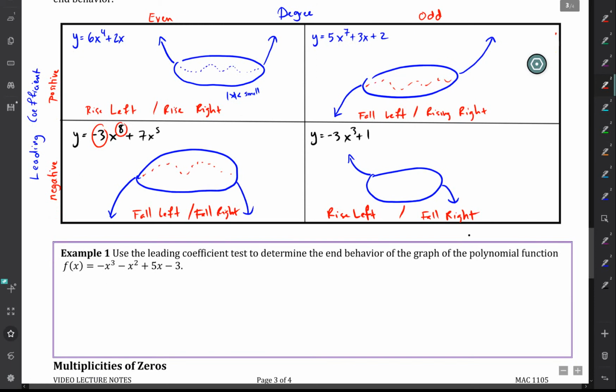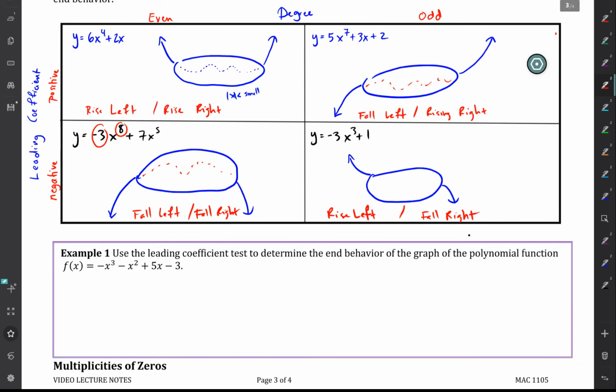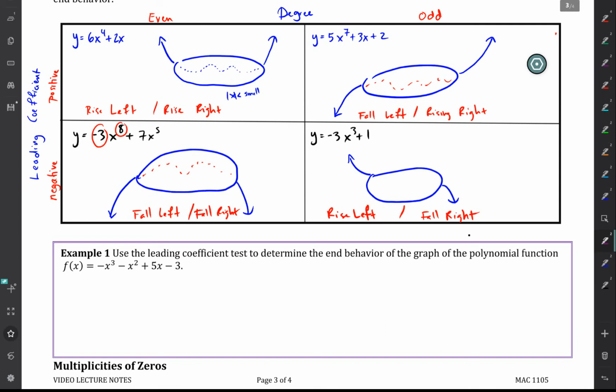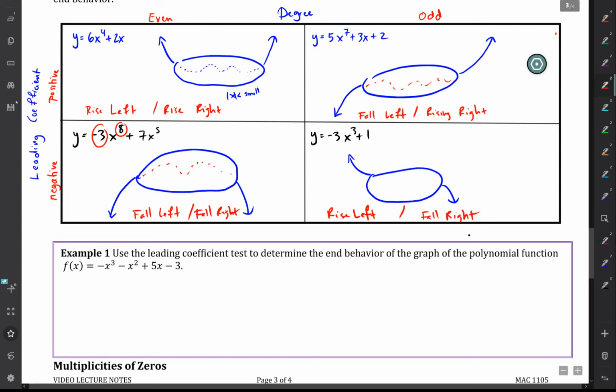Now that you have this table, you should be able to predict the end behavior for any polynomial function. Here we have f of x is negative x cubed minus x squared plus 5x minus 3. It's always a good idea to write down what your coefficients are. So a sub 3 is negative 1, a sub 2 is negative 1, a sub 1 is 5, and a sub 0 is negative 3. My leading coefficient is negative 1, and my degree is 3.